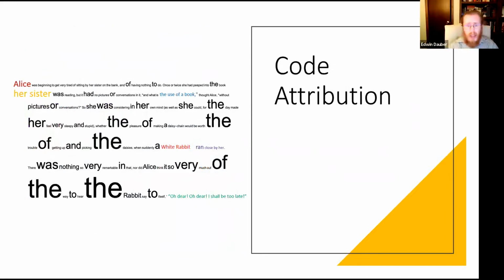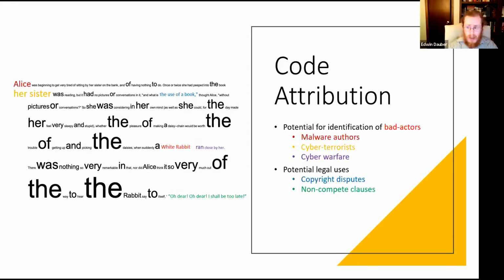So this work is looking at code attribution, identifying authors of pieces of code. It's often easier to think about this in terms of natural language text. So for this slide, let's consider the text here on the left. Our goals when doing this work would typically be to identify bad actors, such as malware authors, cyber terrorists, and people involved in cyber warfare. It may also include settling legal disputes, such as copyright issues or non-compete.